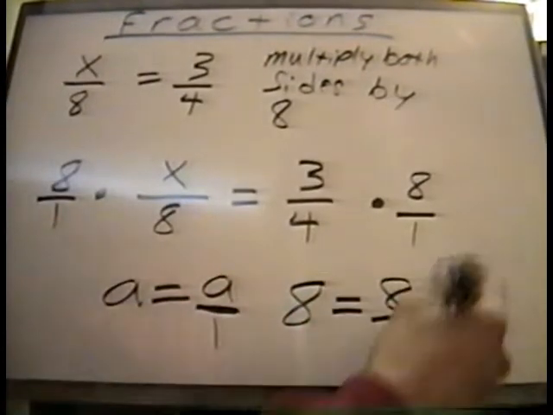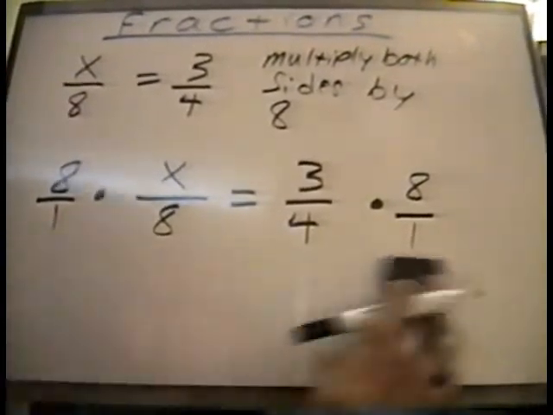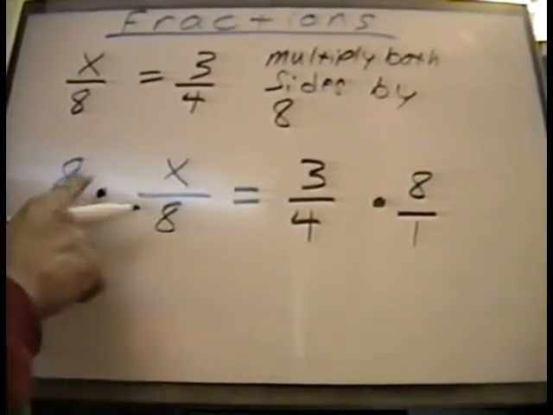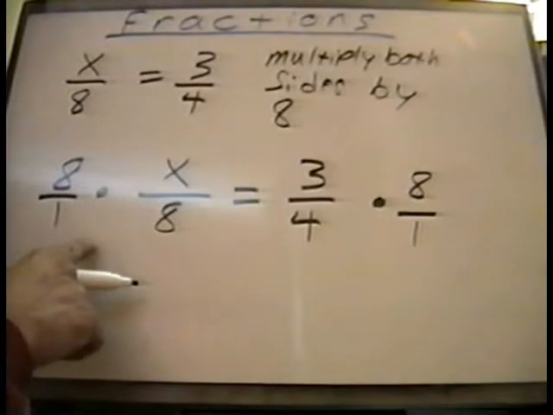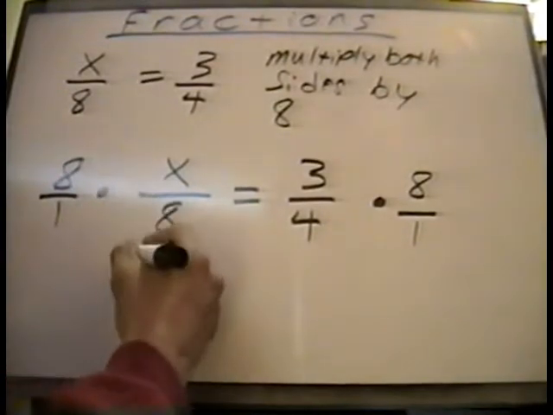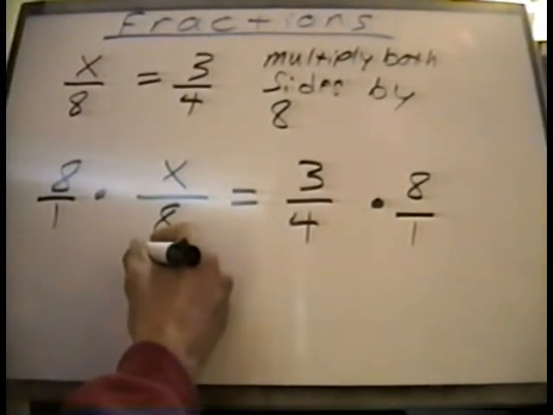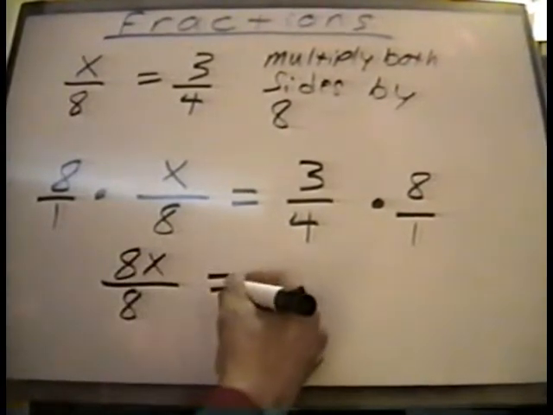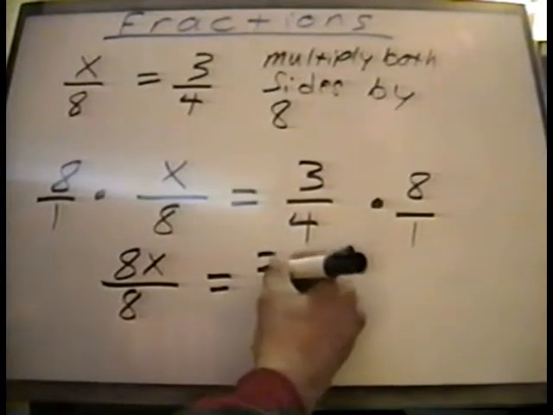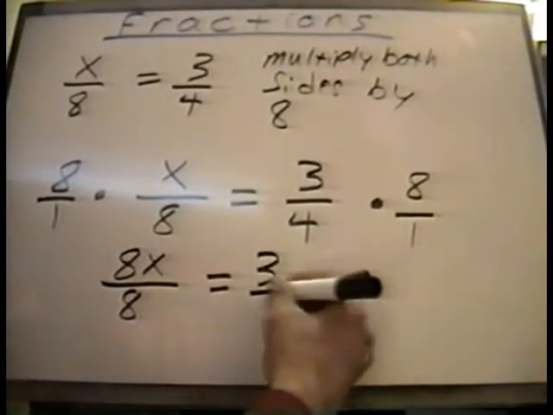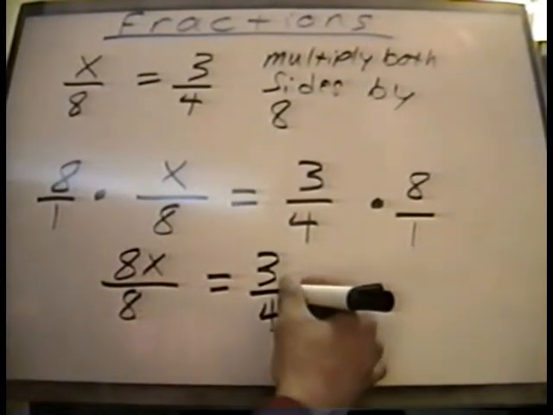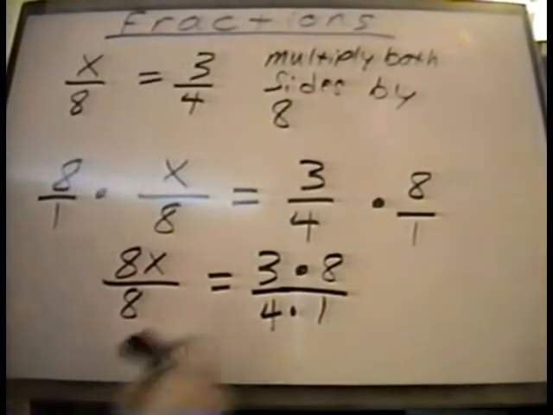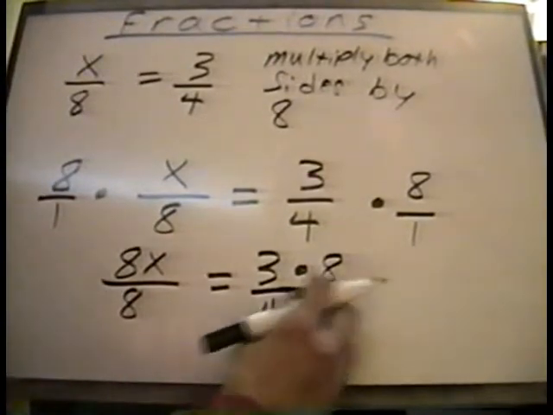Now just how I showed you how we multiply fractions, it's going to give you 8x over 8. Equals 3/4, or 3 times 8 over 4 times 1, or just 4. 4 times 1 equals 4. That gives you that.